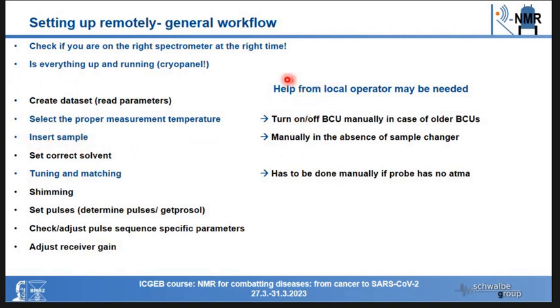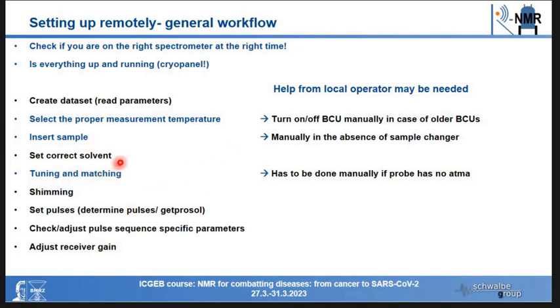In some cases, if you do this remotely, you might need some help from a local operator, because for the temperature unit you might have to switch on the cooling manually if you want to measure below, say, 288 Kelvin. Also, if you don't have a sample changer, somebody has to put the sample in manually. So you might need the help of a local operator if the instrumentation is not super modern. The modern spectrometers can do all of this themselves, but in Frankfurt we have both. We have some that can do everything themselves, and some where we need a person who switches on the BCU and puts the sample in.